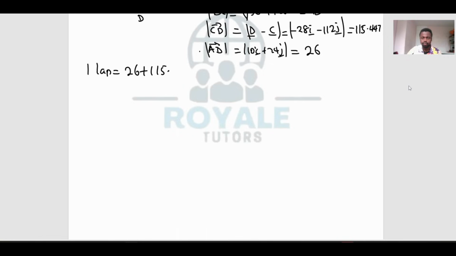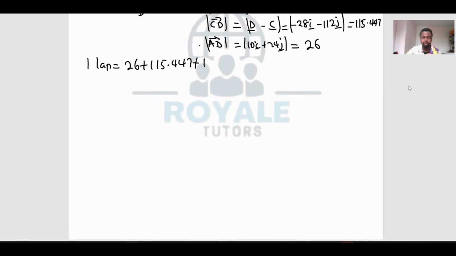So now the total distance for one lap is going to be the addition of these guys: 115.447 plus 26 plus 130 plus 20. And if I do that, that gives me 291.447.